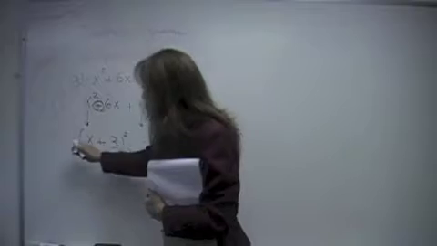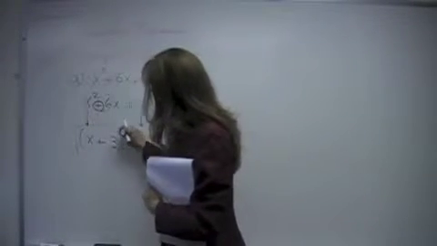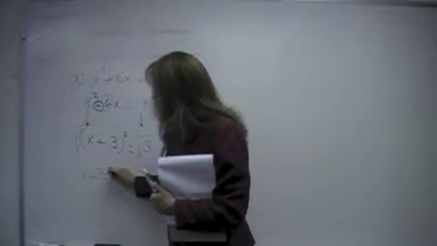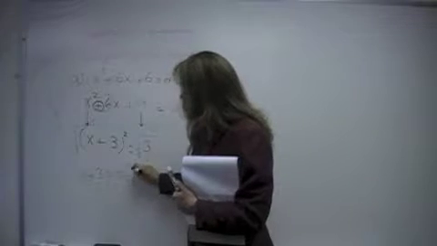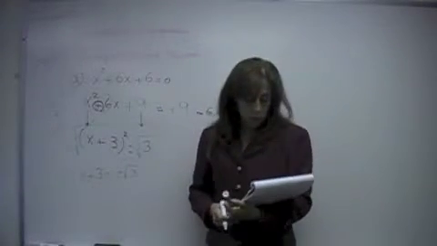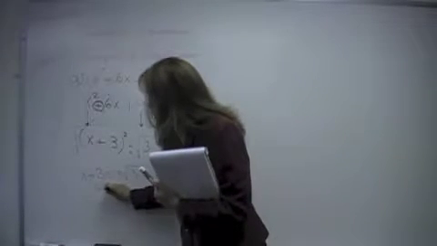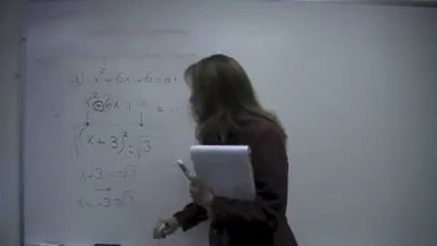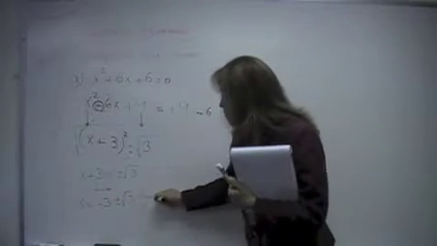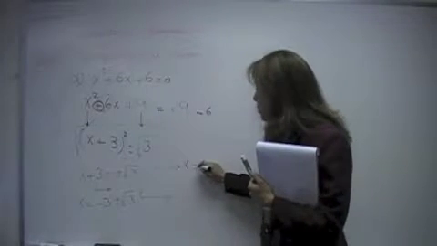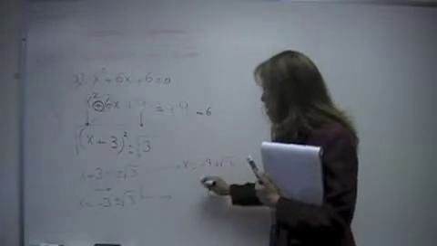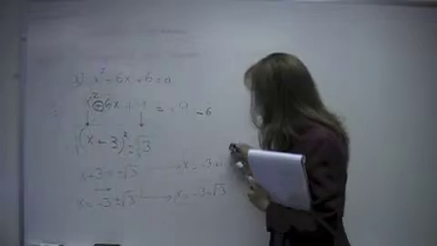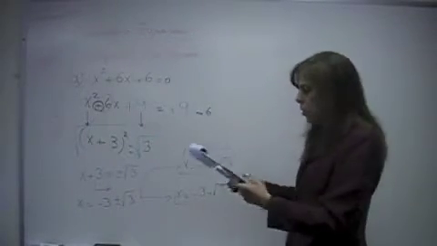Square root both sides. So the square and the square root are gone. Here you have left x plus 3 equals positive negative square root of 3. Move the 3 to the other side, and x will be negative 3 positive negative square root of 3. So your two roots are x equals negative 3 plus square root of 3, and x equals negative 3 minus square root of 3. These are the two solutions for this equation.